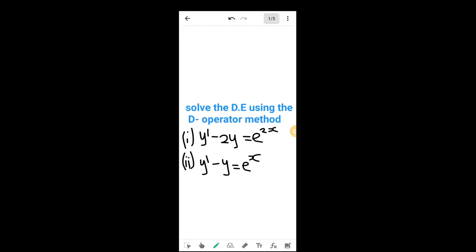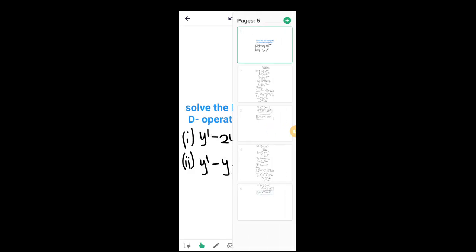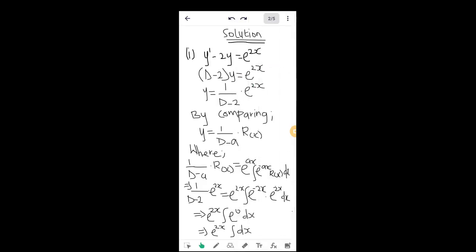Okay, so solve the differential equation using the D operator method. We have first derived how we can use the D operator to solve a differential equation. There are a few questions for us to use the D operator method. Okay, so let's begin with the first solution.